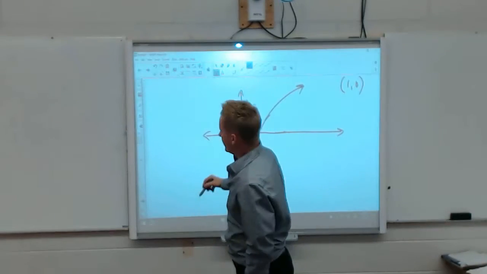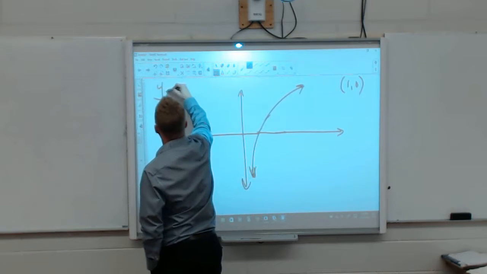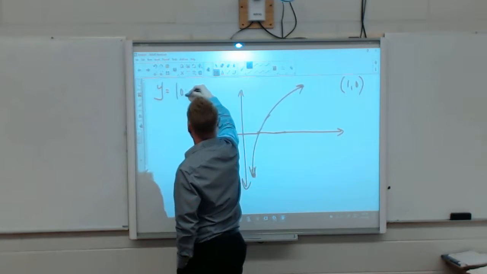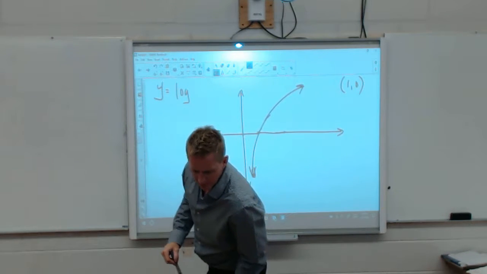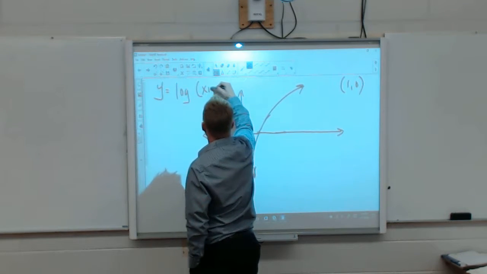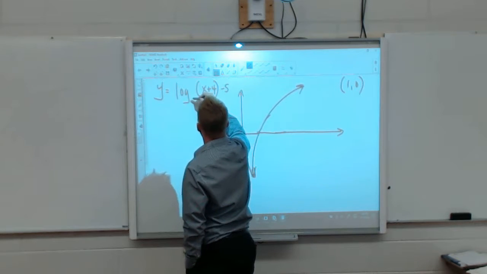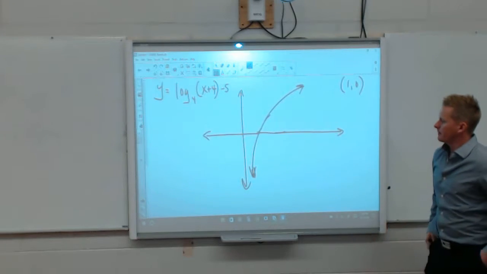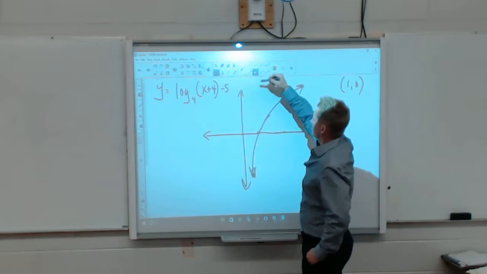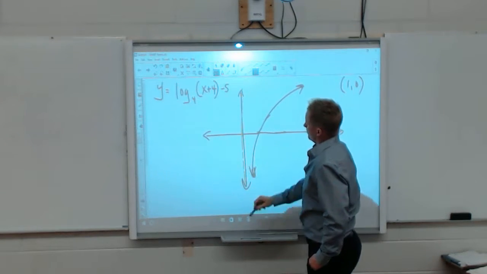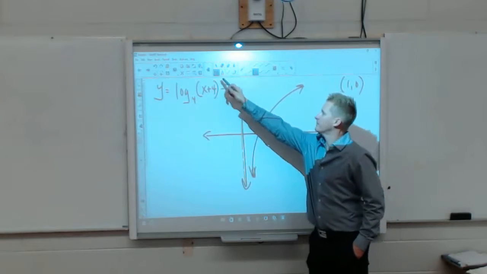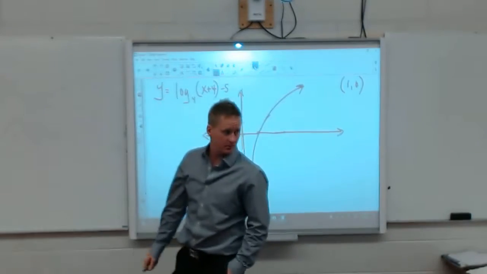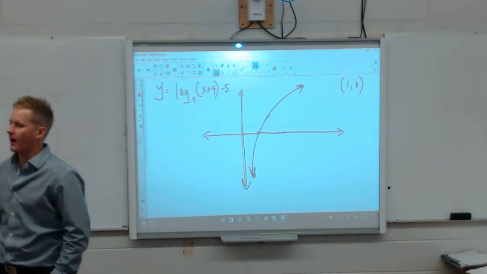Now, if I take that graph and I have to translate it or move it, log. Okay, so the base doesn't really matter about anything. What happens to this graph? What do you have? Left 4, down 5.